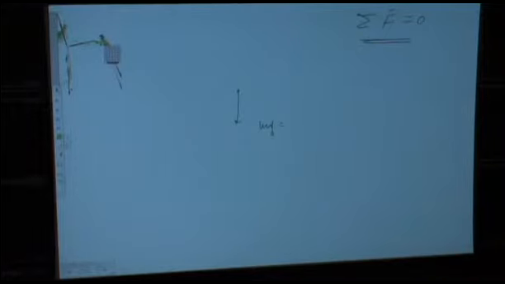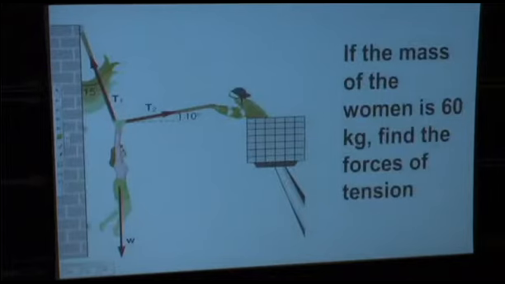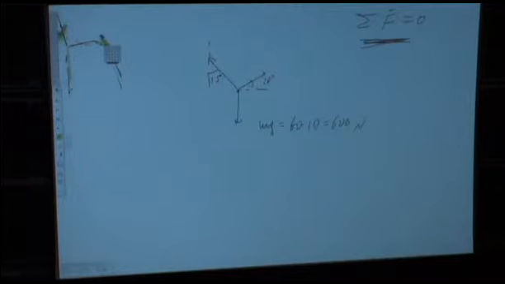The magnitude of this force equals 60 kilograms times g, which is about 600 newtons. And we also have 2 other forces. We call them the force of tension, and this angle equals 10 degrees. This angle equals 15 degrees. And that's it. Now we just have to apply the condition for the equilibrium.